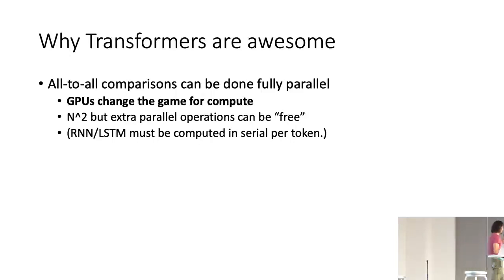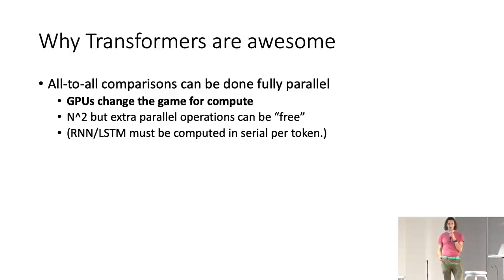Transformers are awesome, even though they're n squared in the length of the document. These all-to-all comparisons can be done almost for free in a modern GPU. GPUs change all sorts of things, right? You can do a 1,000 by 1,000 matrix multiply as fast as you can do a 10 by 10 in a lot of cases, because they have so much parallelism, so much bandwidth, but a fixed latency for every operation. So you can do these massive, massive multiplies almost for free in a lot of cases.